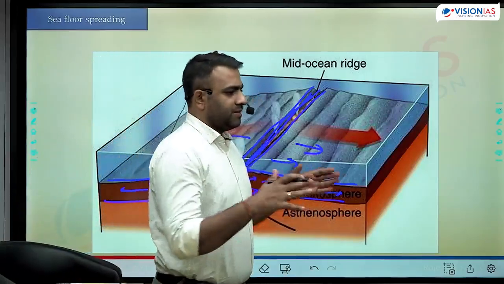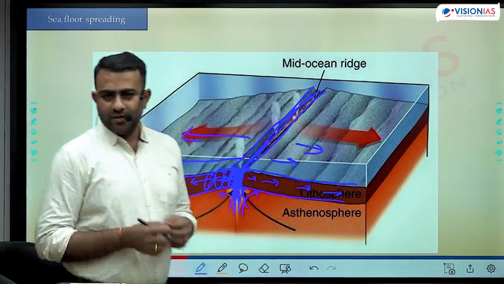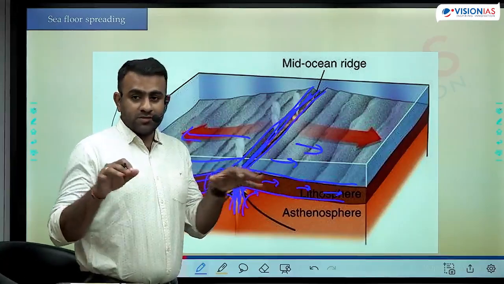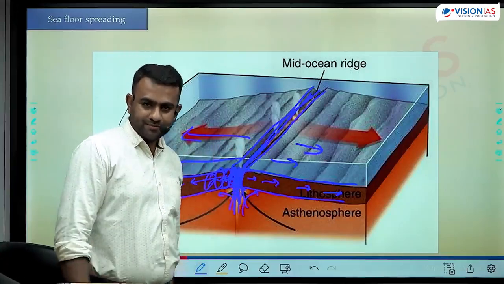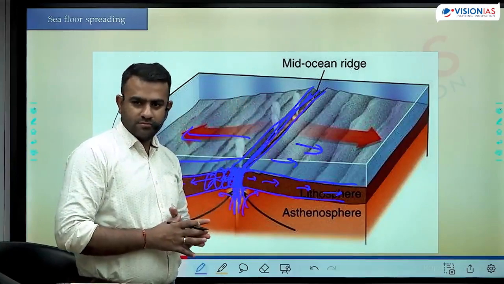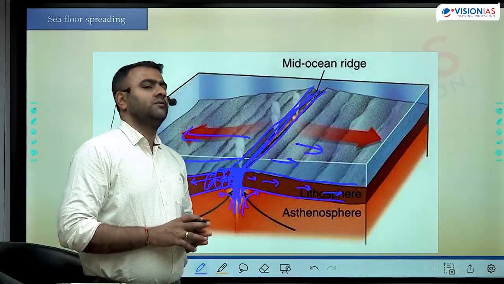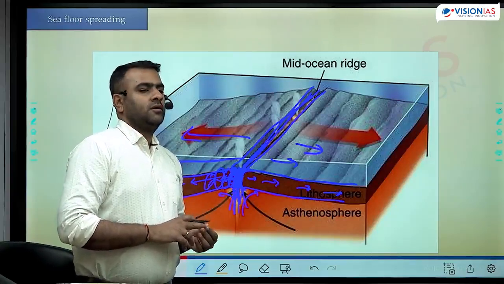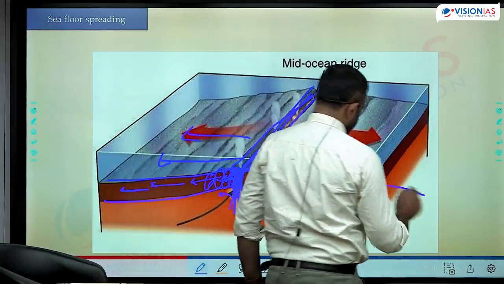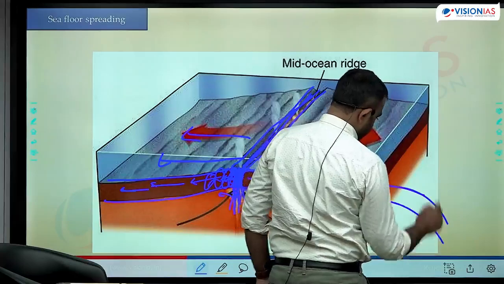If it is moving away, basically new floor is building up in between. Naya construction ho raha hai. Oceanic floor is not only spreading, it is becoming bigger and bigger then. Then the earth will start to become bigger and bigger. Why not? The rate at which they are getting created, at the same rate, they also get destroyed at another place.